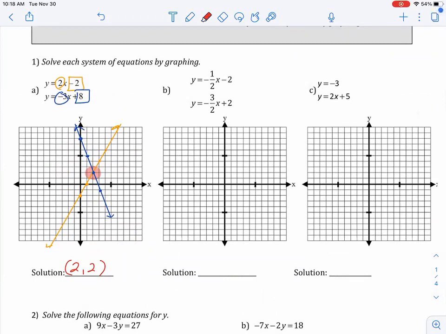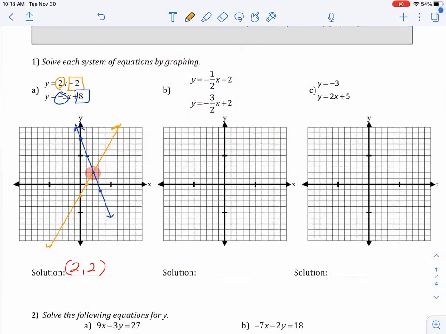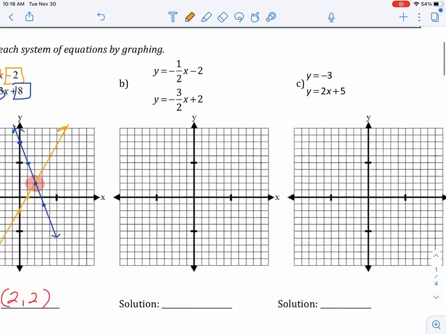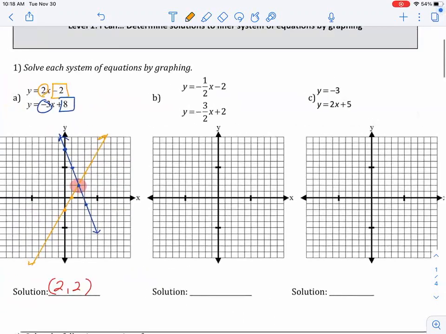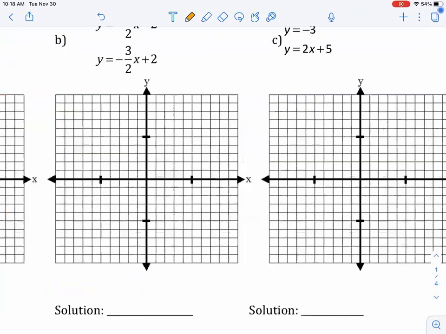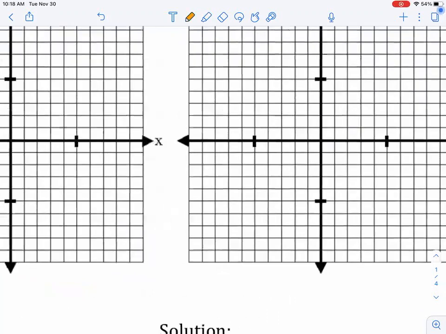All right, I'm going to do another one. I'm going to do part C, and then I'm going to have you guys do part B in just a second. So let's do part C. I'm going to graph the top line. Now the top line is y equals -3. Remember, that is a horizontal line. So I just have a line at -3.